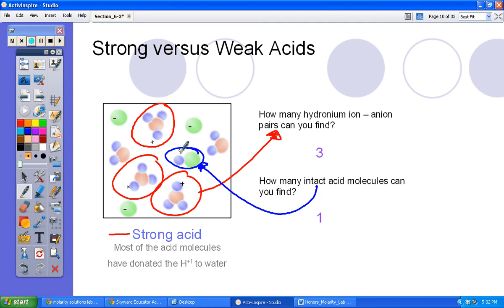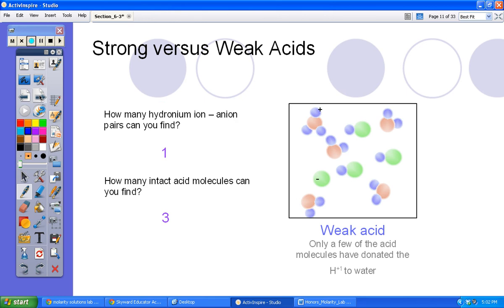So there's 3 anions, 1, 2, 3. Now if you talk about a weak acid, it only has one anion. It has 1, 2, 3 acid molecules still sitting in the solution. And so that means it hasn't interacted with the water very much, therefore it's a weak acid. In this case, the weak acid only produced one hydronium ion.